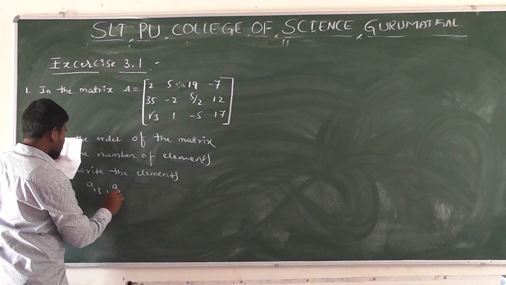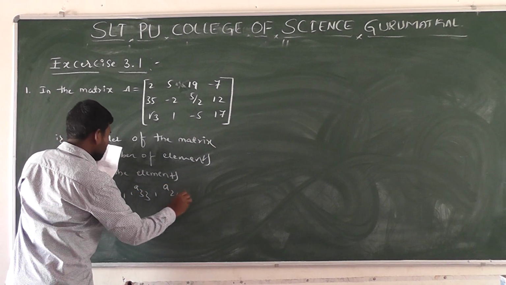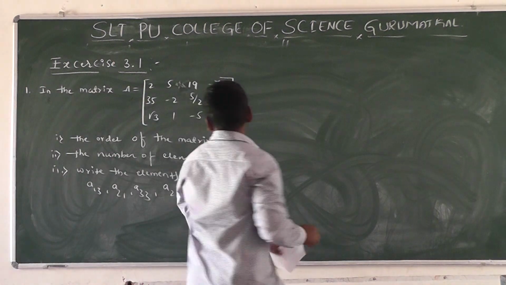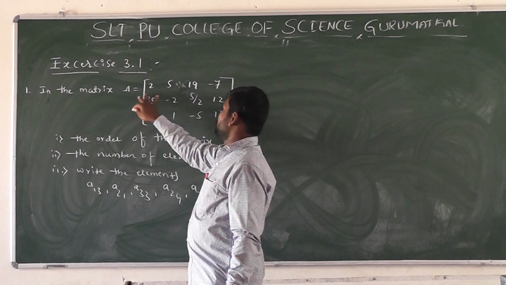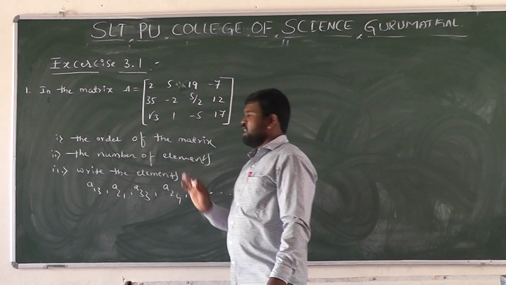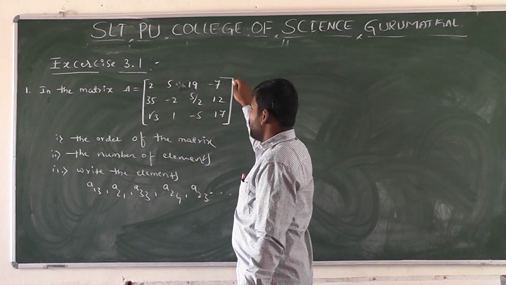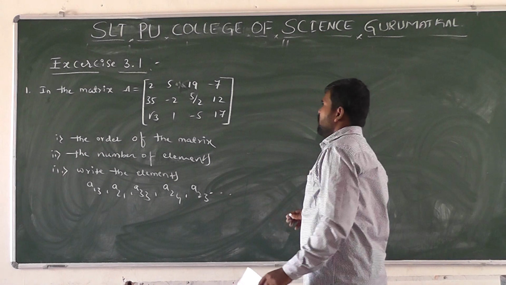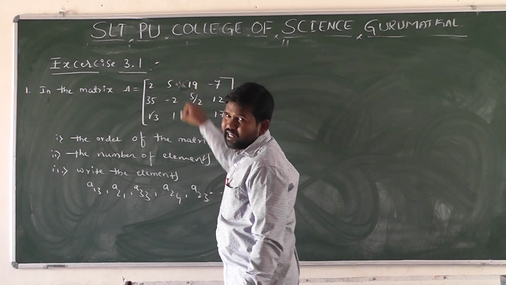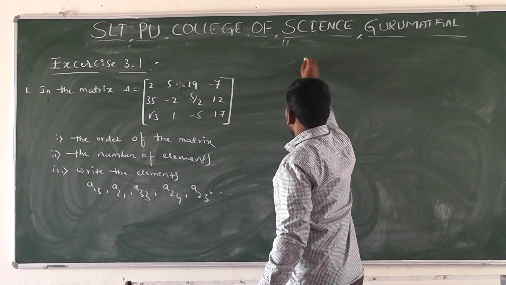A13, A21, A23, A24, A23, etc. Right? The matrix A is already given here. First one, what is the question here? The order of the matrix. Here, the order of the matrix is nothing but the number of rows into the number of columns. Rows are horizontal lines, and columns are vertical lines.